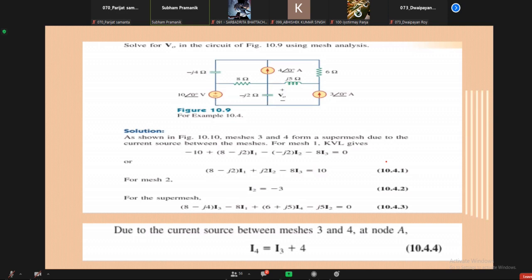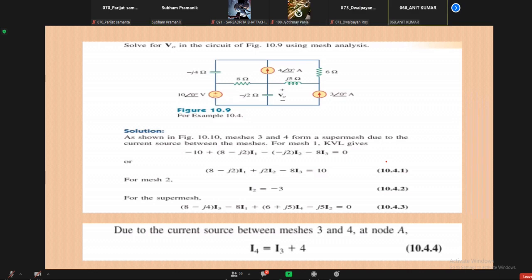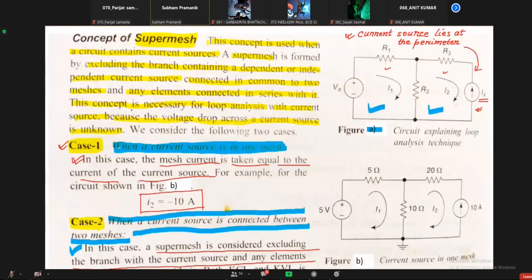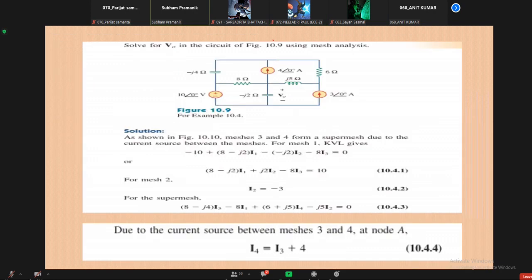Actually, the solution is given here. Just try to understand what they have done. I have taken this from a book. I shall explain everything here. How many meshes are there? First question. Sir, 4. Four meshes. So, is there any super mesh? Yes, sir, one super mesh. Which case of super mesh is applicable here? Case No. 2. Both.